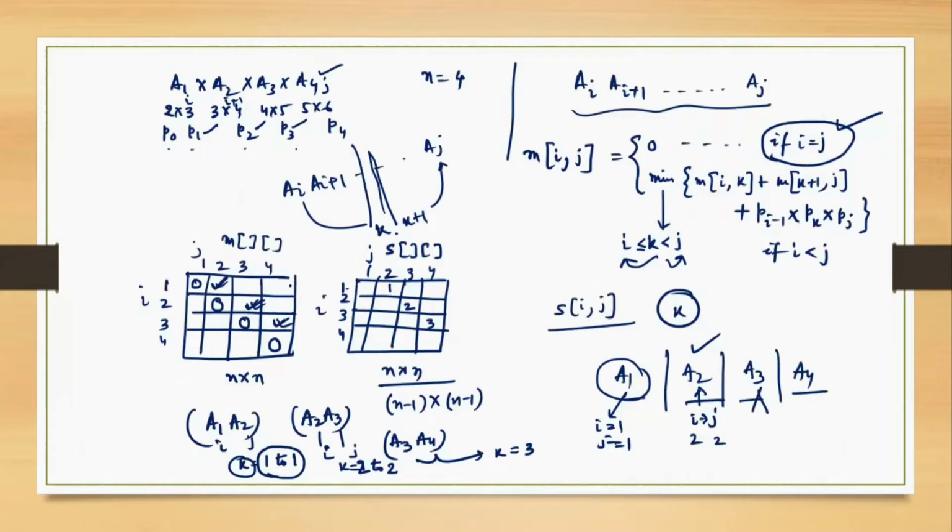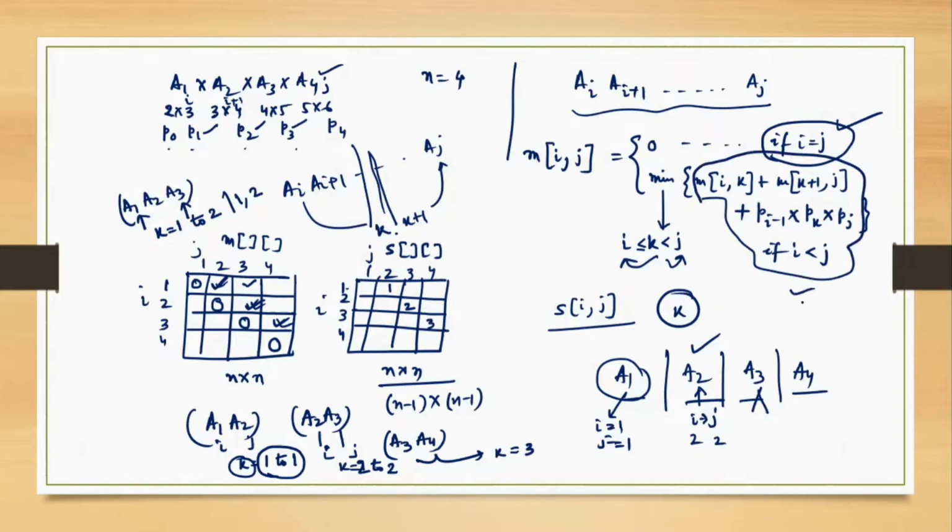you have to then fill up M of 1, 3. M of 1, 3 means you are considering the chain A1, A2, and A3. I to J. So here I is 1 and J is 3. So K starts from I, that is 1, and repeats up to J minus 1, that is 2. So K has two probable values. One is 1 and another is 2. So for K equals 1, you have to apply this formula. Then for K equals 2, you have to apply the same formula. Then compare for which K value you are getting minimum. So the minimum value must be stored here, and the appropriate K value for which you are getting the minimum cost should be stored in the S table.